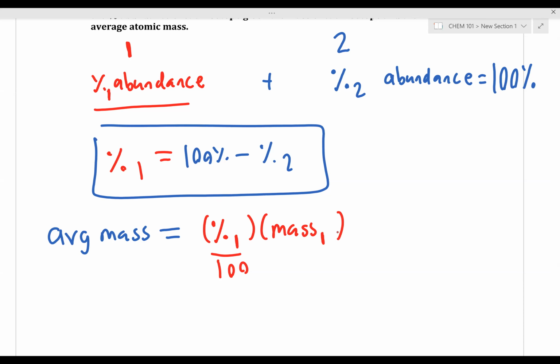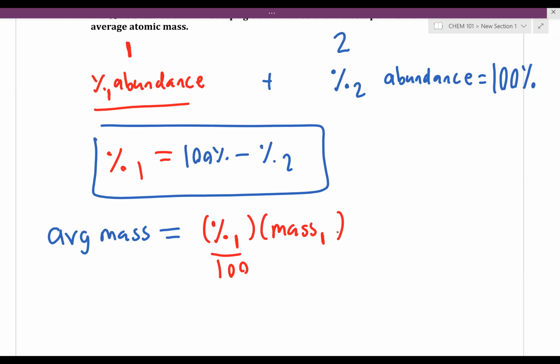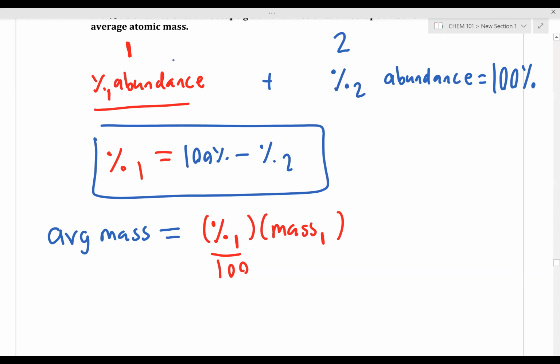What is this percent representing? Percent abundance, yep. And what is this mass representing? If I say mass 1, I'm describing the mass of the first isotope. Yeah. Okay. Plus the percent abundance of isotope 2 over 100 times the mass of isotope 2, right? So this is our average atomic mass equation.